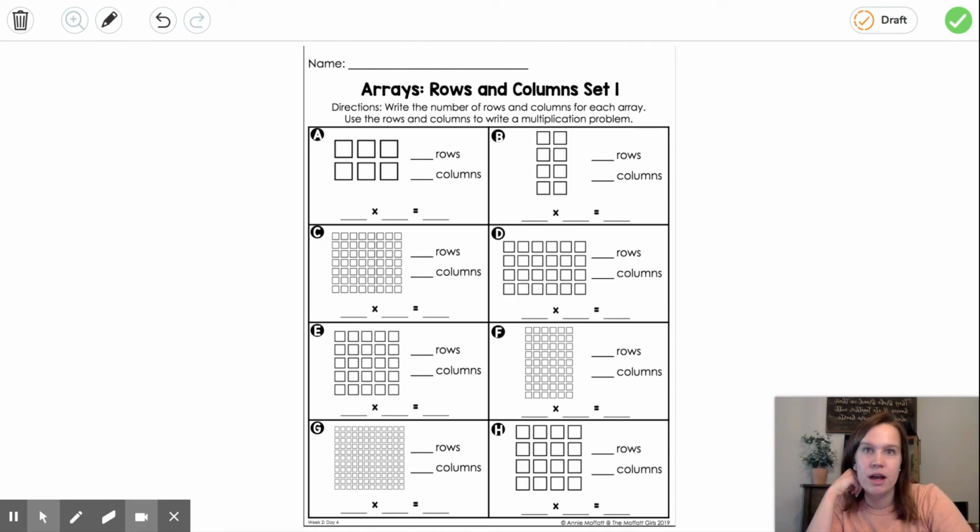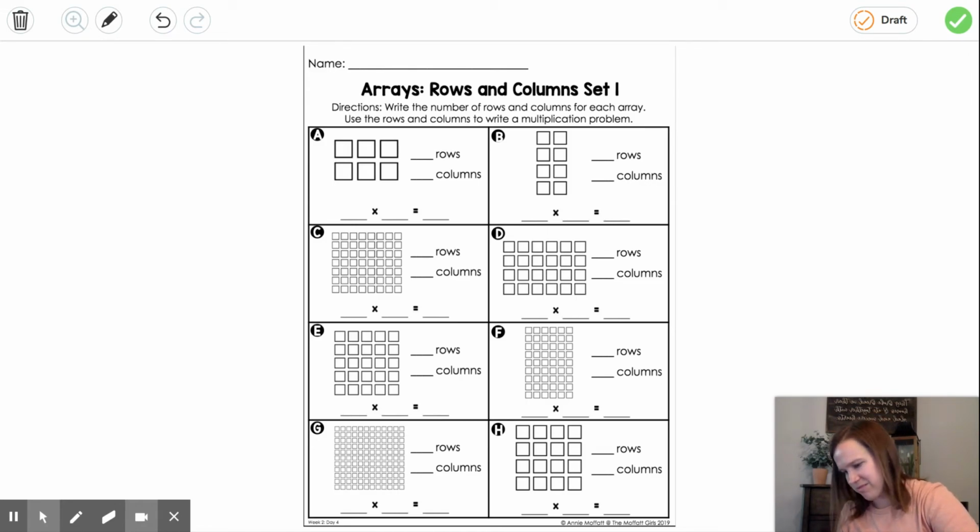Distributive property. I can choose to break one of these numbers up and then multiply how I broke that number up by the factor that I left alone, and then take the two products and add them together. I can use distributive property.